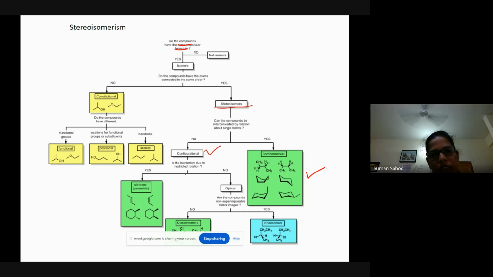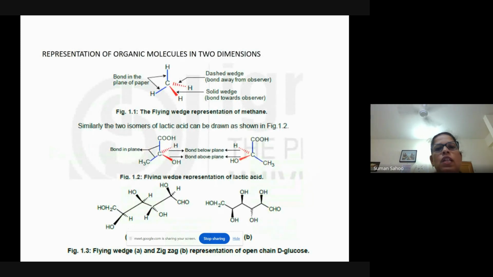Your geometrical isomerism is due to the restricted rotation of double bonds, and there comes your cis-trans isomerism. And if there are no double bonds, then there comes your optical isomerism. That means these isomers are actually optically active. These again are of 2 types, one is diastereomers and the other is enantiomers. So in this class we will deal with lots of conformations as well as enantiomers and diastereomers, mostly configurational isomers and conformational isomers.